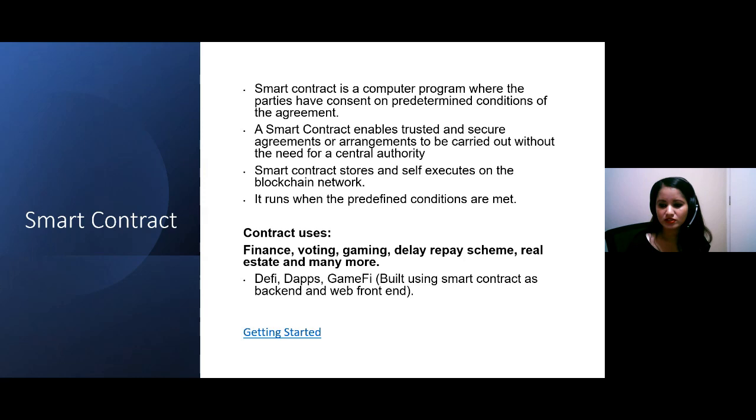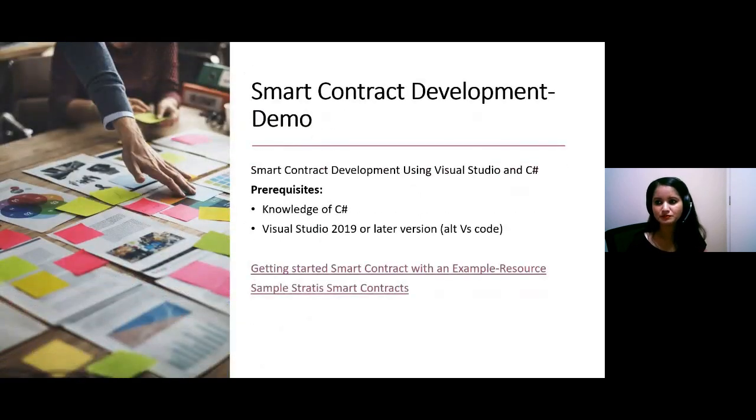So for the getting started part, now we'll go for the demonstration. For smart contract development using C# and Visual Studio, it is obvious that you need to have knowledge of C#, and you need to have Visual Studio 2019 or a later version. Alternatively, we can use Visual Studio Code as well.